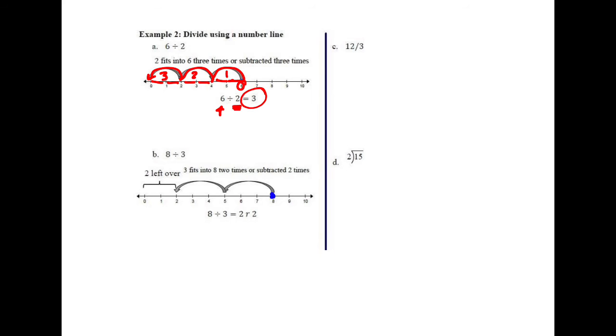Okay, this next one, we start at 8, and we're going down by 3s. I'm going to do it just a little differently here. I'm going to go 1, 2, 3. There's 1. 1, 2, 3. There's 2. And now I can't go 3 because I go past 0. So that means these 2 are my remainder. So I have 2, and then the remainder is the number of leftovers you had, 2.